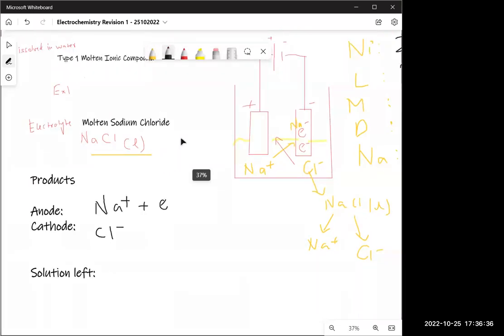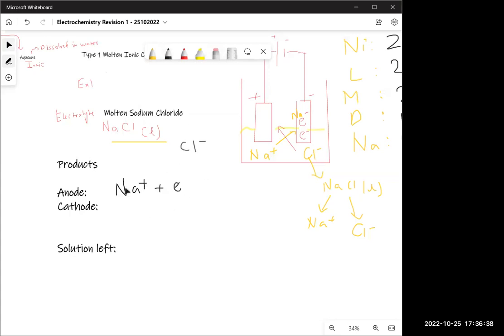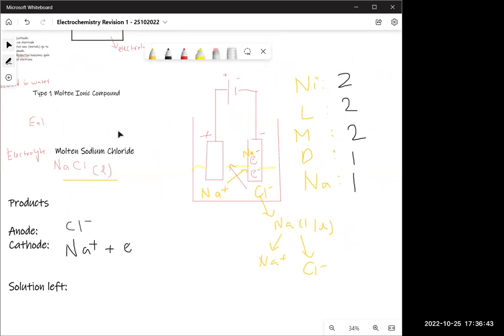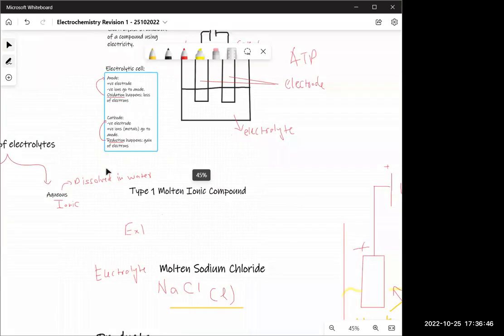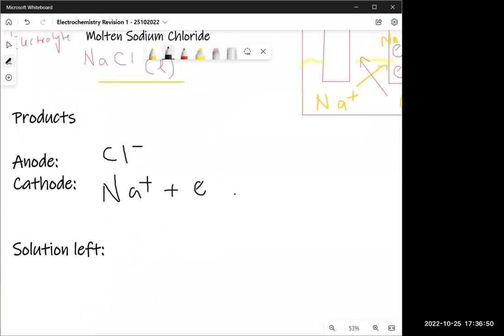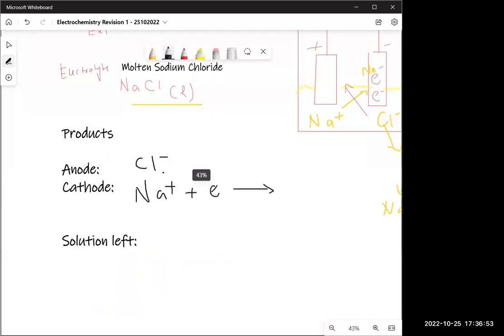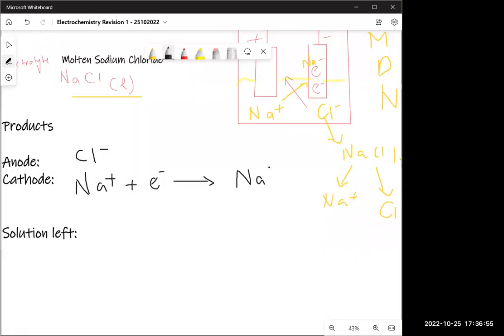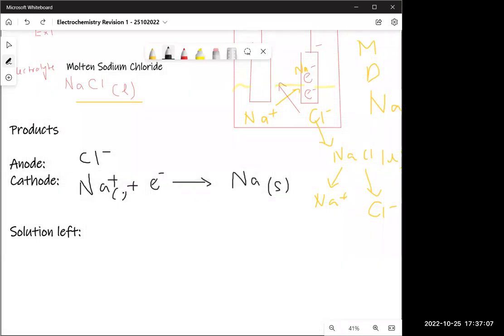Because we know what happens at, sorry, not at anode, we know what happens at the cathode. At the cathode, reduction happens, gain of electron. So Na+ gains an electron over here, which is called reduction. Now, if Na+ gains 1 electron, it's going to become Na0, because plus and minus cancel out. Na0 is basically an Na atom, a sodium atom, solid. So from liquid to solid right here.